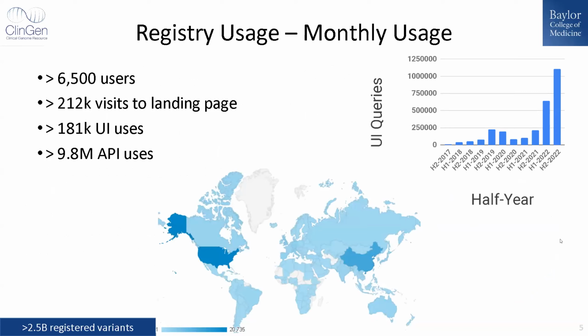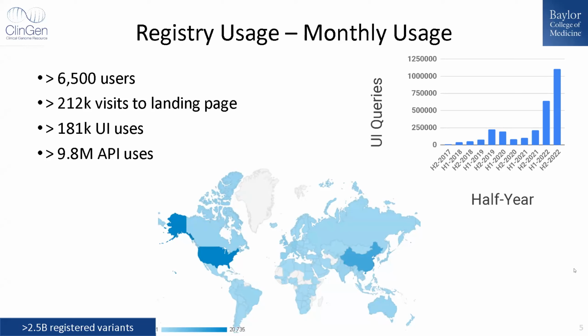I'd like to talk about the general usage first. So we generally see per month, we see around 6,500 users, a little more than 212,000 visits to the landing page, 181,000 UI uses, and 9.8 million API uses. And I'm going to talk about how we can leverage these APIs towards the end. I have an example for this, but you generally see that we have a lot more people using APIs than UIs. And you say, well, why is that? And so a lot of people use their own individual software, and they leverage our APIs to programmatically interoperate with the allele registry, whether it be bulk registration, bulk query, having a surface on your end that wants to query particular information we have for a allele identifier, maybe within your website or different downstream software.